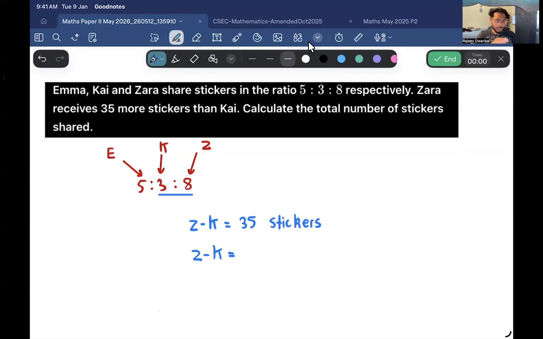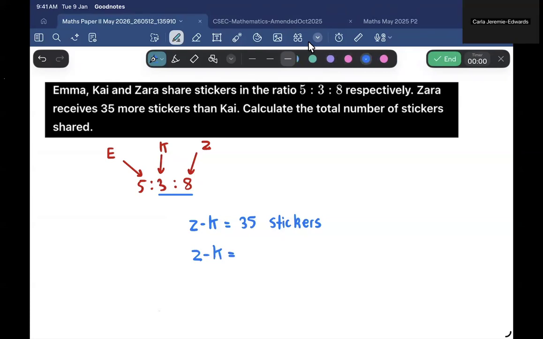And I'm talking about number of shares. With these questions, Carla, you need to find for 1 share first. So before you could do that, you have to be able to form an equation at some point. So Carla, when you look at the question, how much shares did Zara receive? 35. No, not shares, that's stickers. 8. Give time. 8 shares. How much shares did Kai receive? 3. 3 shares.